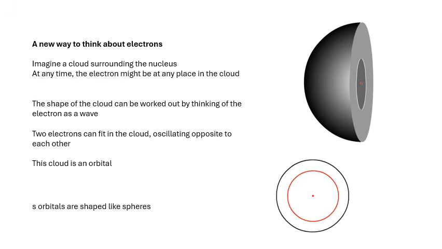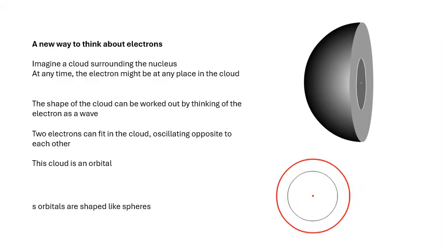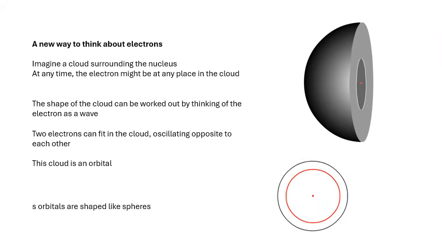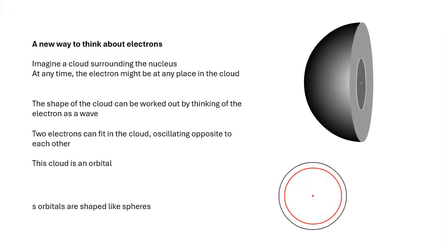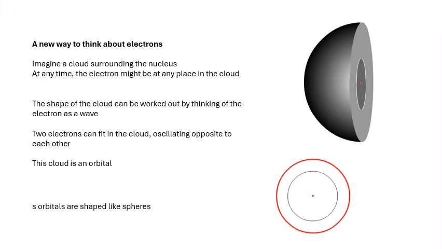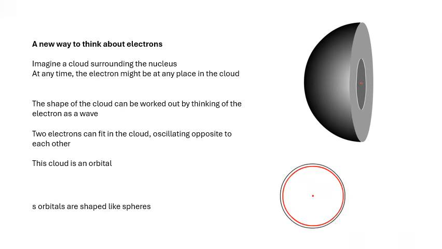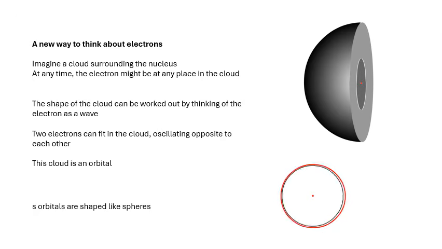Looking at it, you won't actually find the electron anywhere near the nucleus. Yes, so you have to move away from the nucleus, and then there is this probability cloud. And the shape of the cloud, you can actually work out by thinking of the electron as being like a wave, like a vibrating guitar string, like a standing wave.